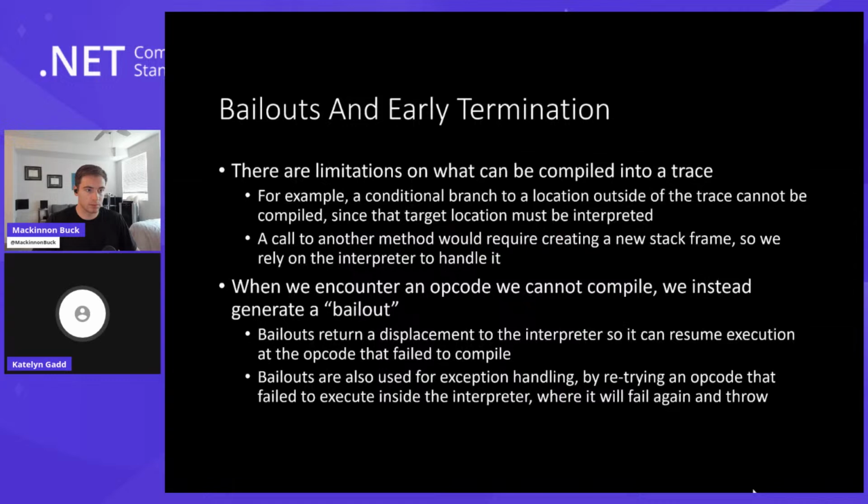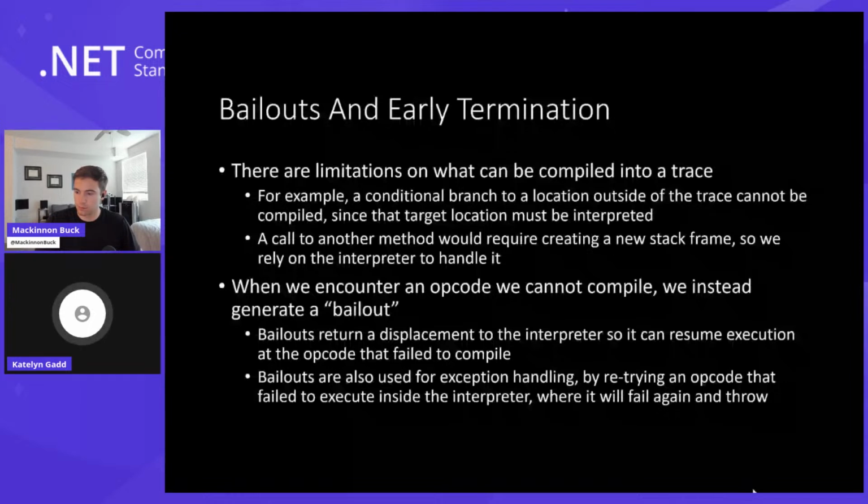So there are extensive limitations on what we can actually JIT compile into a trace, especially given limitations like the 4 kilobyte size limit. One good example is a conditional branch might target a location outside of the trace. We're only compiling a small section of your method. Your method might have 1,000 statements in it. It's not possible to fit all of those into a 4 kilobyte little blob. So if the target of the branch is outside of the trace, we have to leave the trace and hand off control to the interpreter.